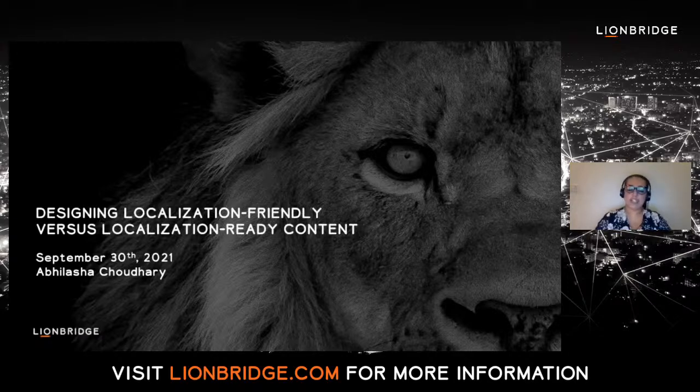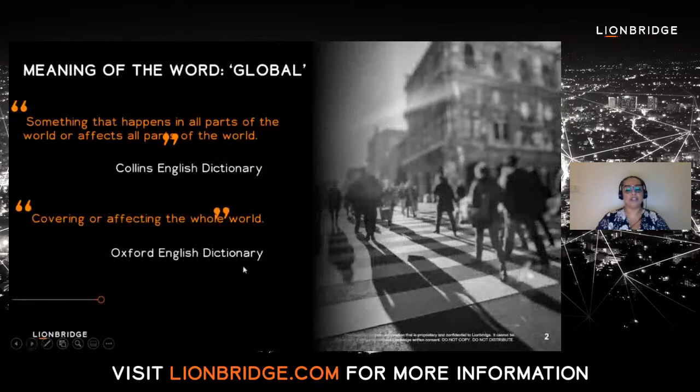You might find it interesting to note the definition of the word global. The Collins Dictionary defines global as an adjective to describe something that happens in all parts of the world or affects all parts of the world. The Oxford Dictionary puts it in a little more concise manner, where it defines global as covering or affecting the whole world. I'm sure you understand where we're going with this.